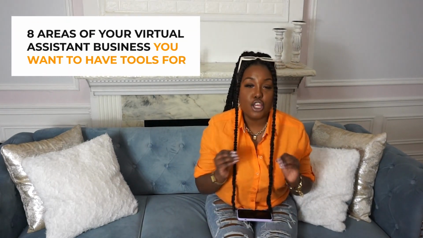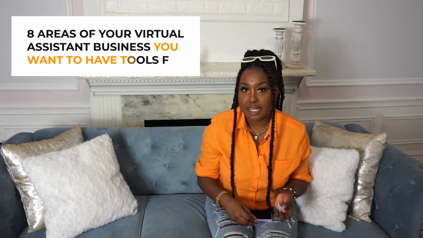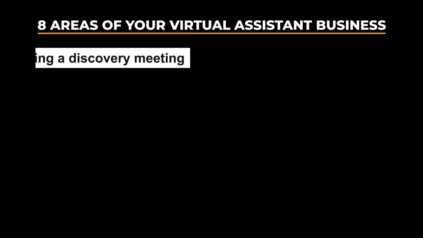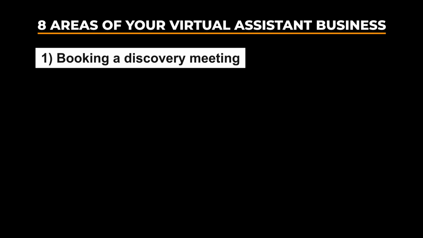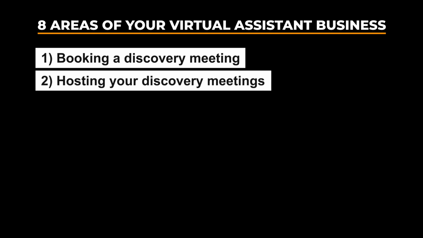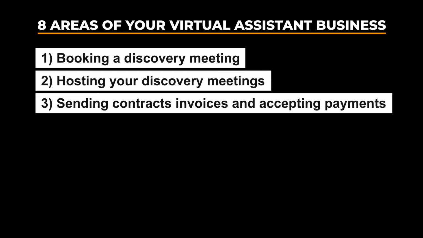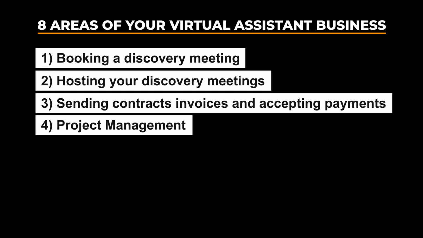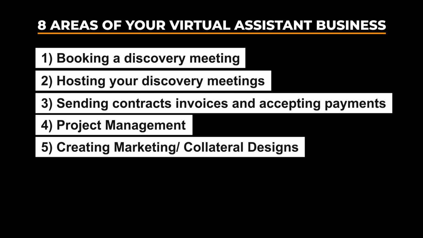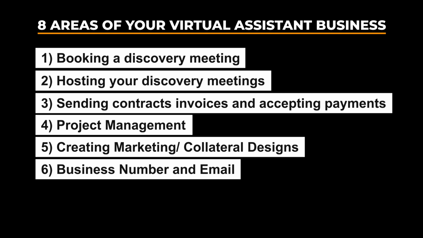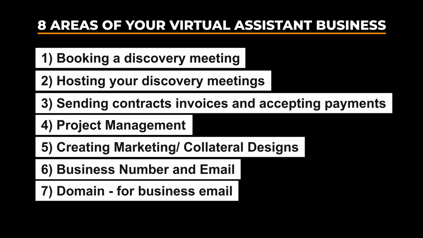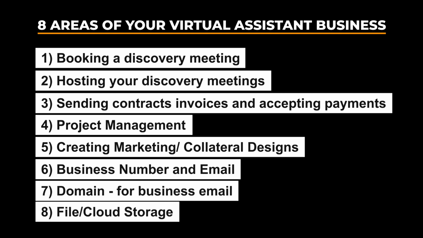Overall, for your virtual assistant business, there are 8 areas that you want to be utilizing a tool or an application for. Number 1 is to schedule your discovery meeting. Number 2 is to host your discovery meeting. Number 3 is to send contracts, invoices, and accept payments. Number 4 is for project management. 5 is to create marketing/collateral design. 6 is for your business number and email. 7 is your domain. And 8 is for a file or cloud storage, okay?